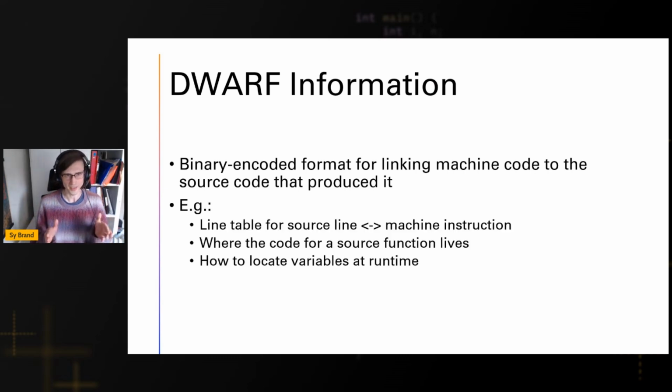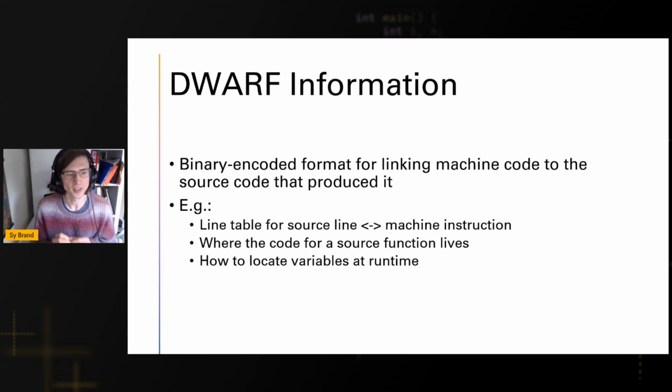It has a line table, which links the source lines to machine instructions. Like if you want to set a breakpoint on line 9 of cat.cpp, then you need to know to which machine instruction that corresponds in the running program. Similarly, if you want to set a breakpoint on the pet cat function, then you need to know where the code for that lives.